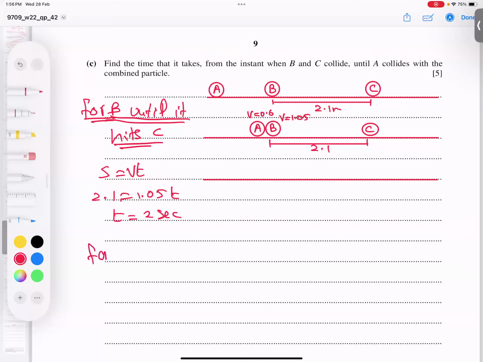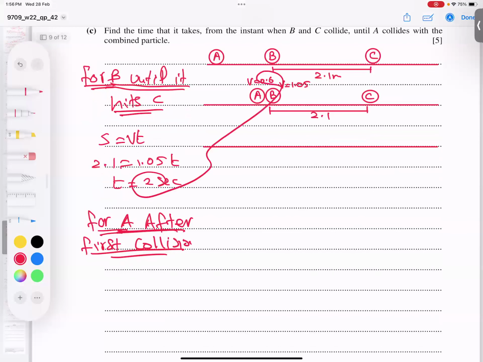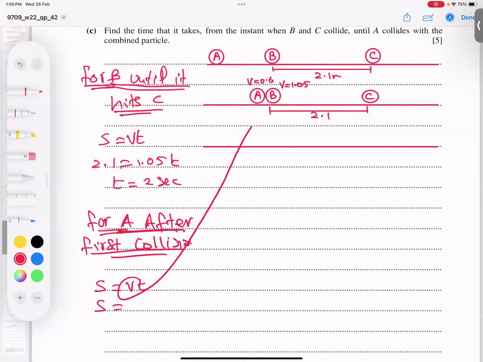So for A, after the first collision, I want to know this. Naturally, it will take time, 2 seconds, and the speed you know. So distance is equal to V into T, and distance I want to find. Velocity of particle A is 0.6, and time I just got, 2. So this becomes 1.2 meters.